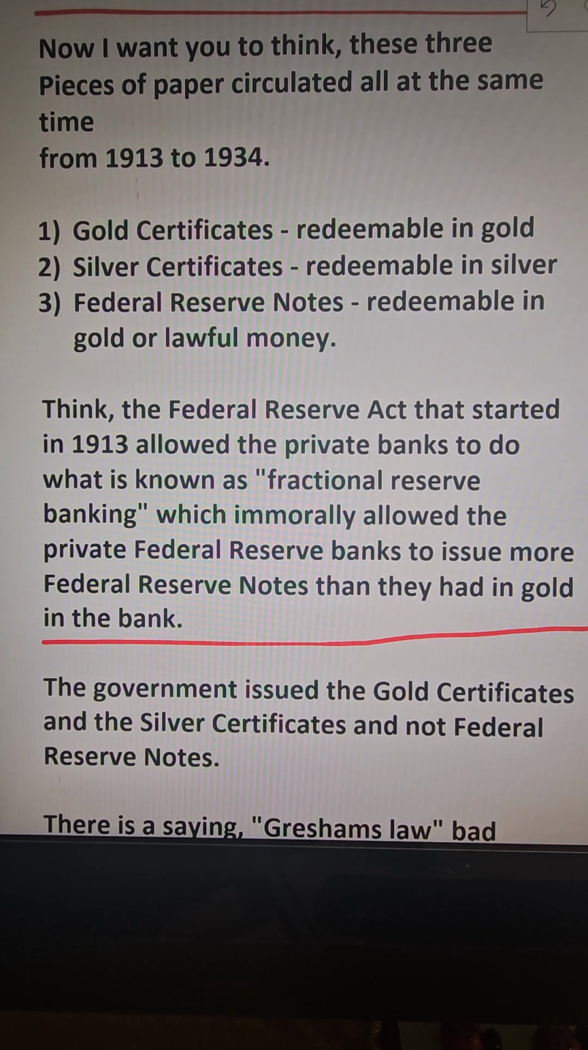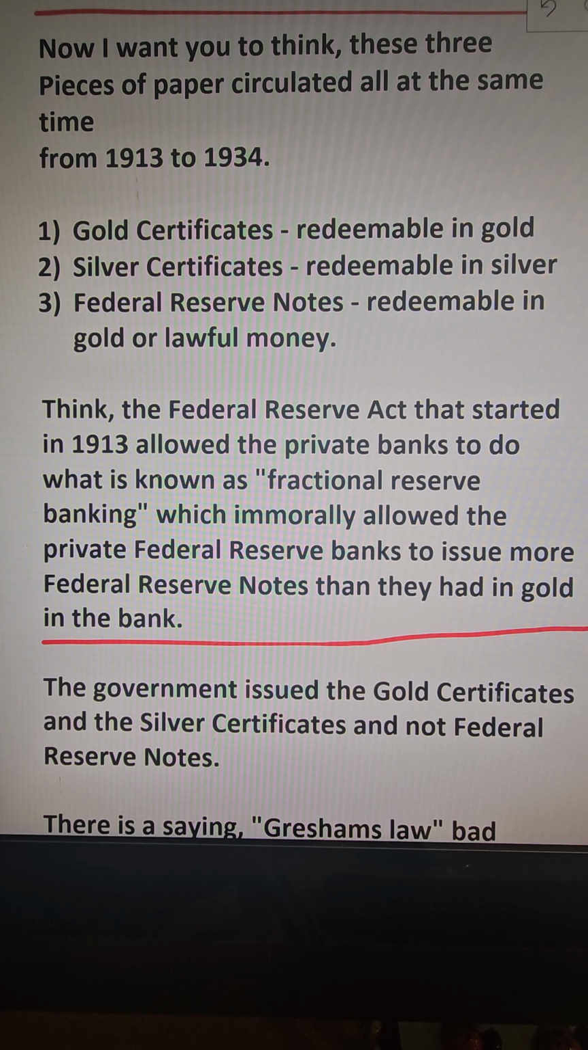Okay, now the Federal Reserve Act that started in 1913 allowed the private banks, the Federal Reserve banks and the commercial banks to do what is called fractional reserve banking, which is immoral. It's similar to loaning out more gold than you have in deposit. The public doesn't know this. It's not listed in the books. Most people don't know this. I had to do much research to find this out.